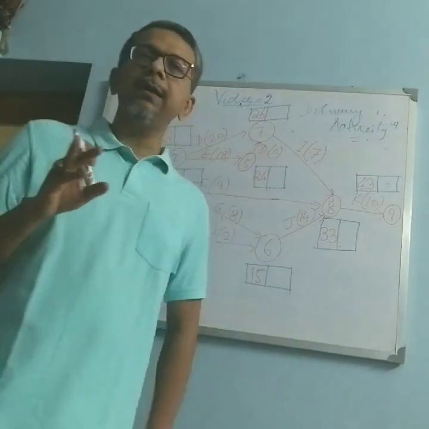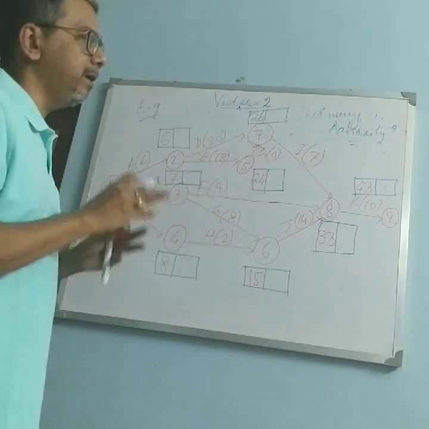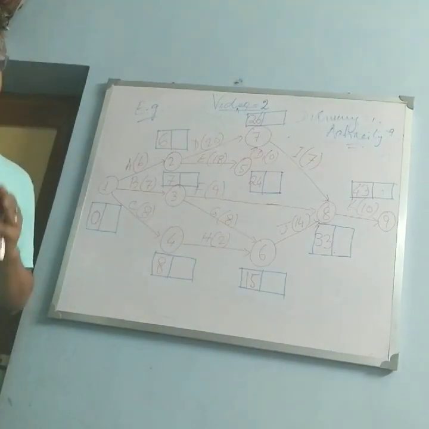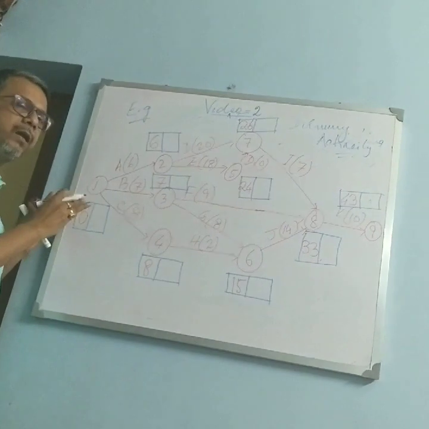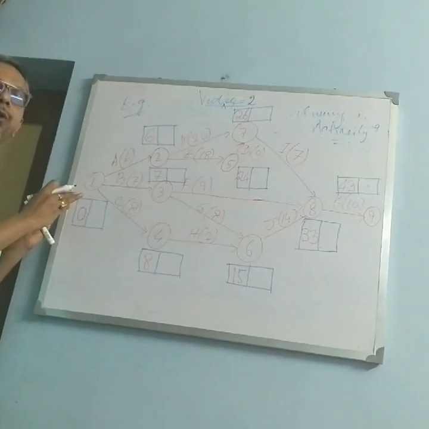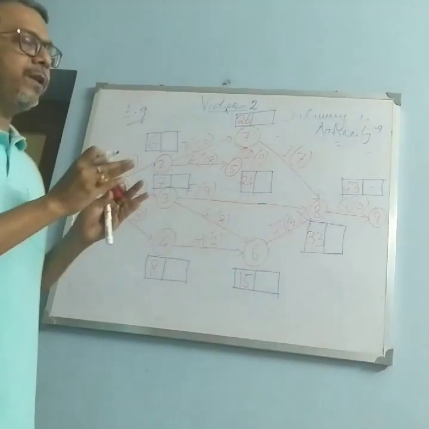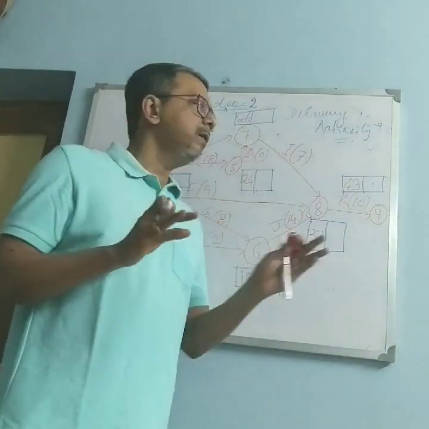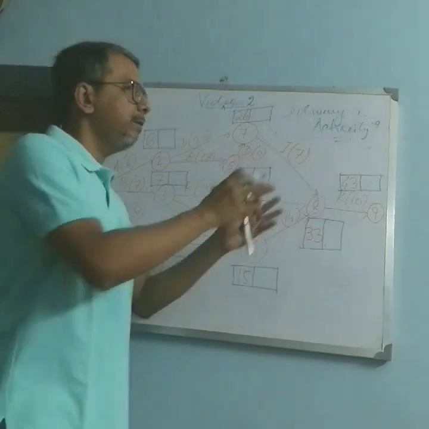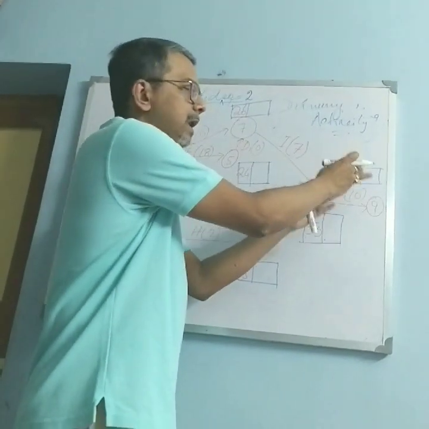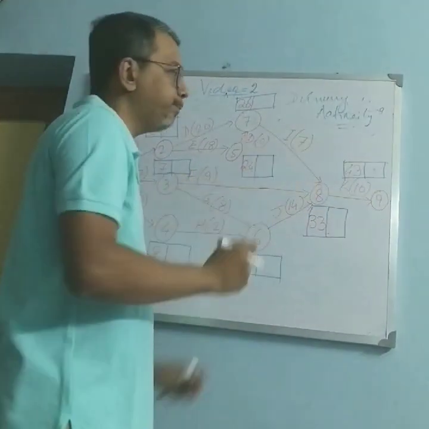Now let us calculate the latest finish time. Now you see that earliest start time we have started with the node 1, starting node. But latest finish time will start from the end node. That is the last node, 9.